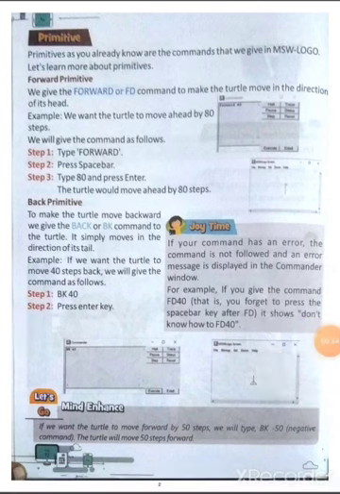Okay, so the first page is primitive. Primitives, as you already know, are the commands that we give in MSW Logo. So let's learn more about primitives. Firstly, we are talking about the forward primitive. Forward means to step ahead. So we give the forward or FD command to make the turtle move in the direction of its head.